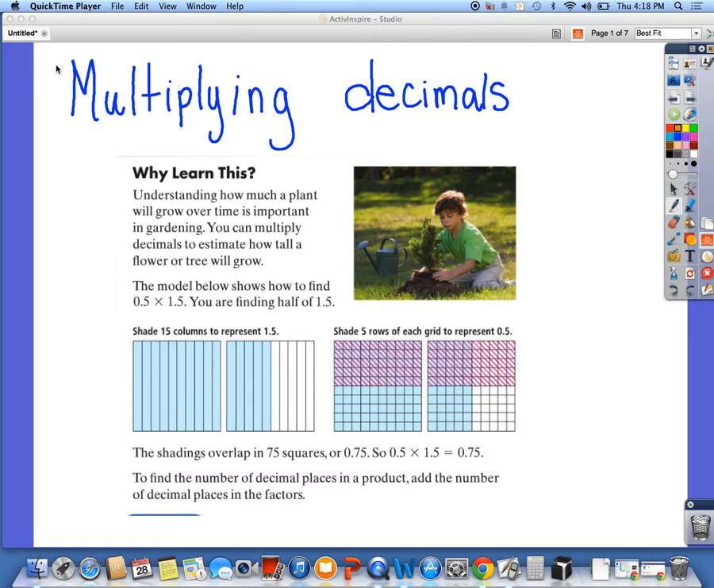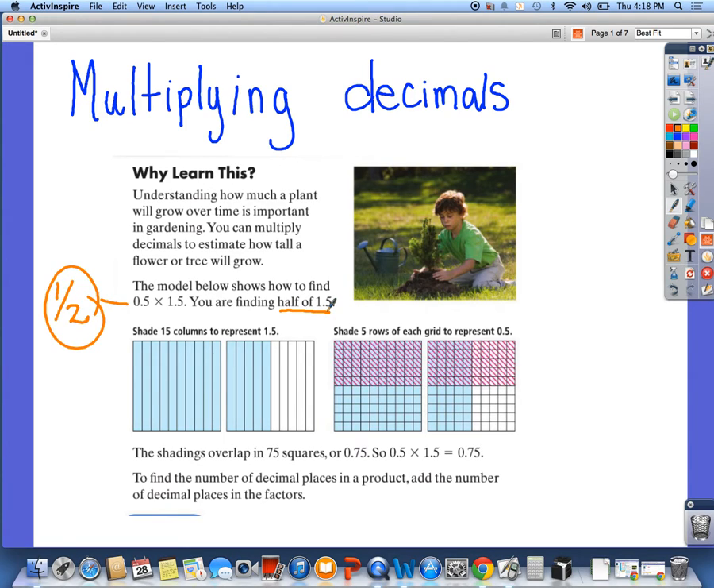And basically what that means, we know that 5/10 can be represented as a half, if we're writing it as a fraction. And so we're finding half of 1 and 5/10. So when you multiply, we're saying basically 5/10, and this multiplication symbol also means 5/10 of 1 and 5/10.